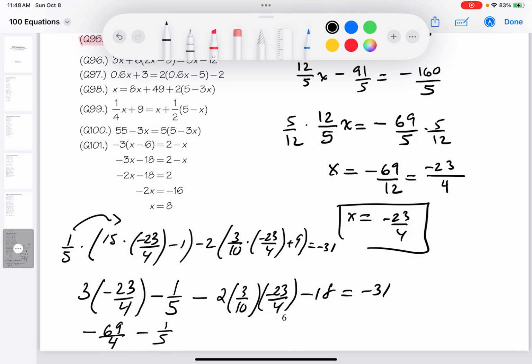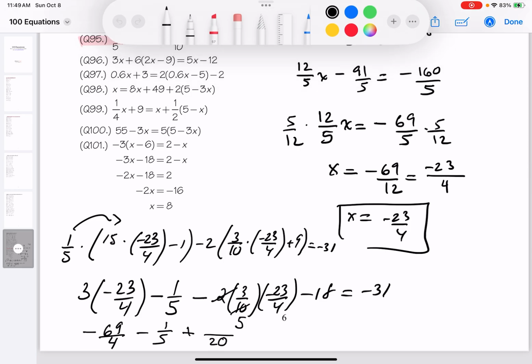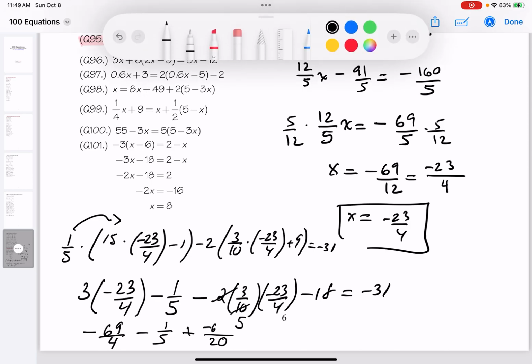And kind of immediately noticing that 2 goes into 10 5 times. And I'm going to say minus. A minus is a plus. And that's going to be 20. And 3 times minus 23 is going to be minus 69. Right? And then what do you get? You get minus 18 equals minus 31. Wow, is this ever going to come to an end? Let's take a look. And I guess I should get a common denominator, right? So let's write this down. And I'm going to say 20.